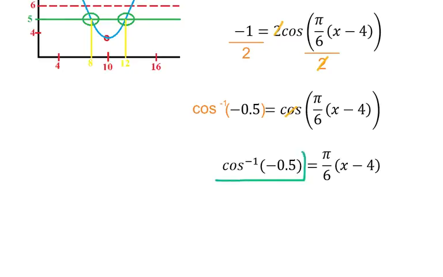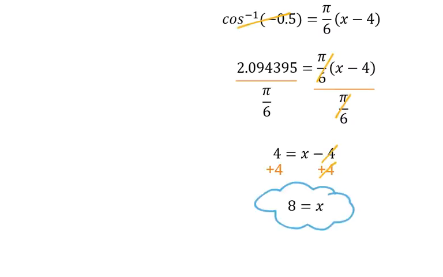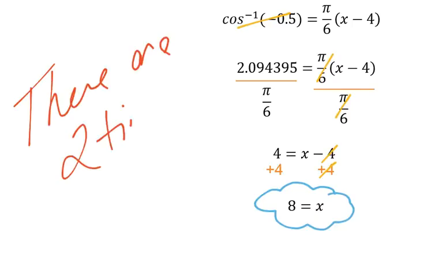You put this in the calculator and you'll get 2.09 and so on. And that equals pi over 6 times (x minus 4). Then you divide by pi over 6, and then you add 4. And x is equal to 8. So that actually proves our guess that 8 was very, very close to where the water was 5 feet deep. But remember, there are 2 times. Don't forget that there are 2 times when the water is 5 feet.